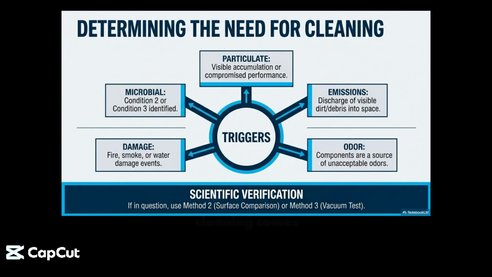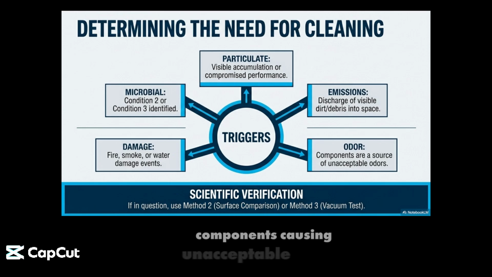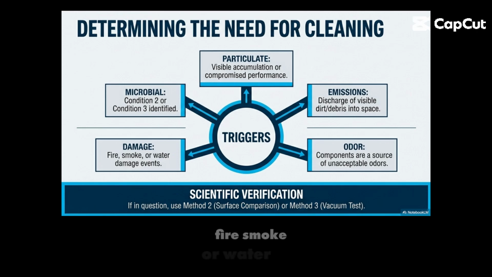Determining the need for cleaning comes down to 5 triggers. These include identifying microbial Condition 2 or 3, finding visible particulate accumulation, spotting discharge of visible dirt into a space, components causing unacceptable odors, or damage from fire, smoke, or water.